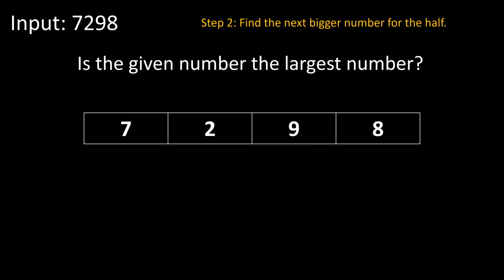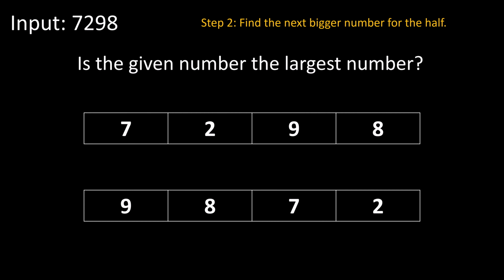So let's take this particular question. Is the given number the largest number? We are given this particular number, which is 7298, and we are trying to find whether this particular number is the largest number that can be created using the same set of digits. By looking at this number, we know that the largest number that can be created using the same digits is 9872.